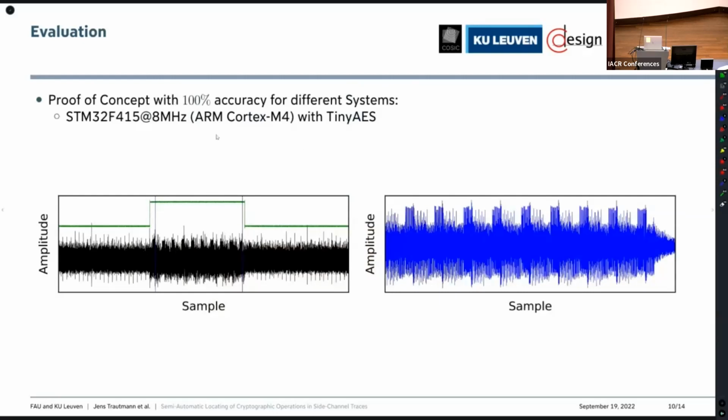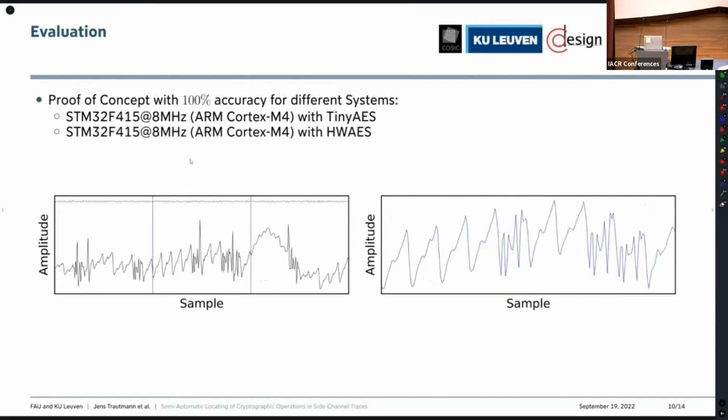So we did a proof of concept with multiple different systems, and I will just briefly show some of them. The tiny AES on the ARM Cortex M4 was a pretty easy target. You can see here a cutout of a trace, so this is only part of the trace. The green is the trigger trace that we didn't give to the tool, and then the tool found this template here, for example, and the starting points that were 100% accurate, meaning that the starting point that we found is no further than the length of one cryptographic operation in either direction away from the actual starting point. And we also tried this with the hardware AES. This is on the same platform, but with a hardware AES.